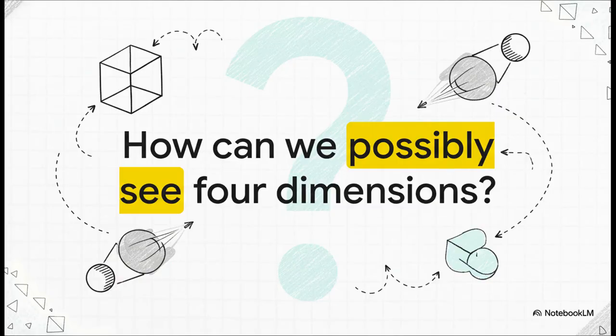So, yeah, this is the big question, isn't it? Our brains are just not wired for four dimensions of space. So, how could we possibly begin to wrap our heads around it? Well, it turns out the secret isn't about trying to look at it directly, it's about learning how to read the clues it leaves behind.